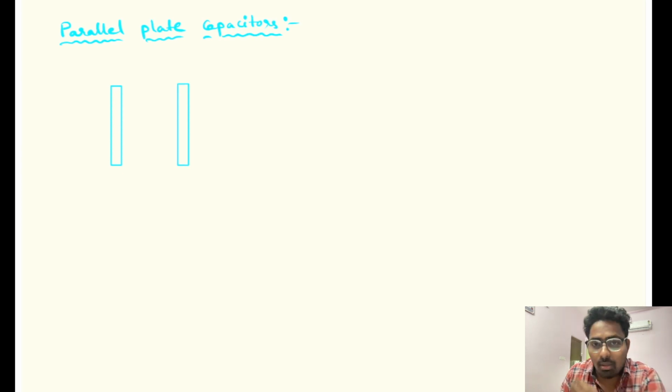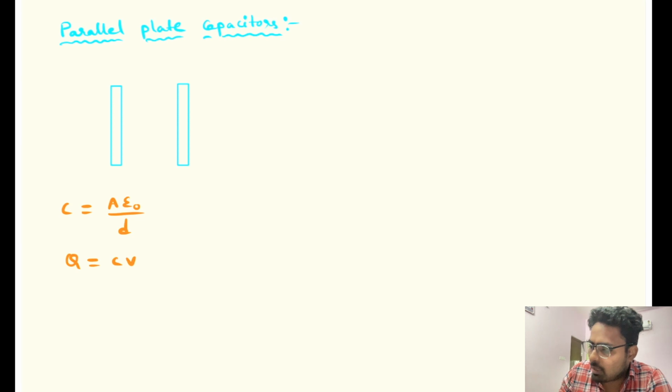Let's say there is a parallel plate capacitor which is formed by two conductors, or two parallel plates. Let's say this is conductor 1 and this is conductor 2. For a parallel plate capacitor, I guess you know the formulas. The capacitance is C equal to A epsilon naught by D, where A is the cross-section area of the plates, epsilon naught is the permittivity of free space, and D is the distance between them. One more formula that you will be using is Q equal to CV. But here I wanted to emphasize more on this formula.